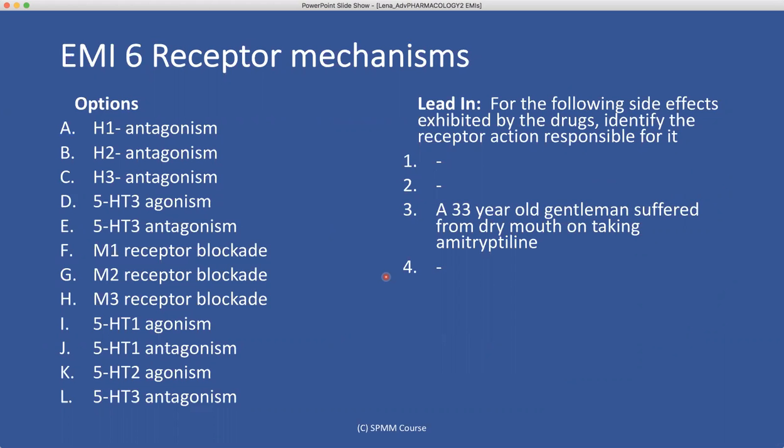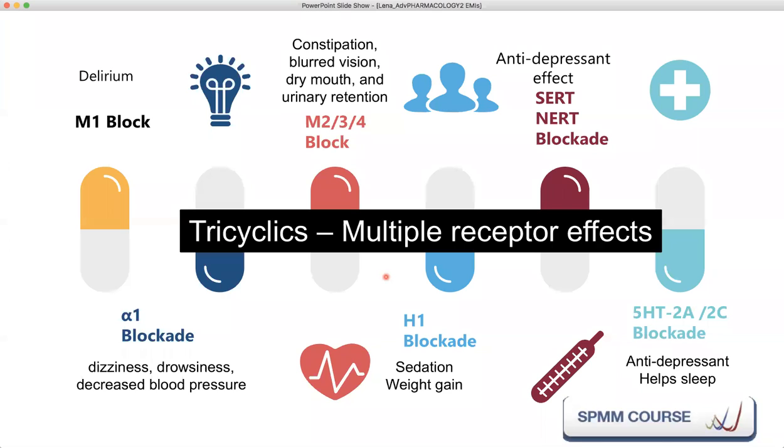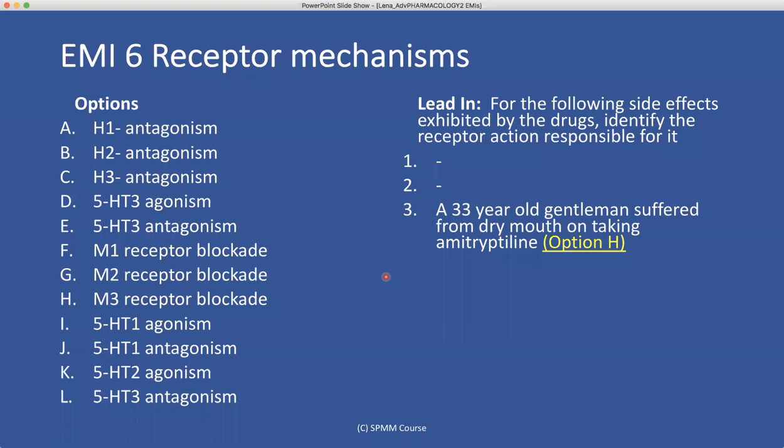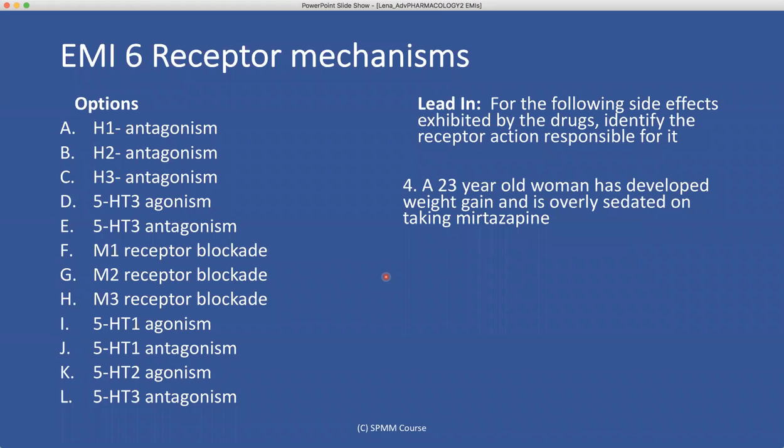Dry mouth on amitriptyline, we have seen this before. It is because of peripheral antimuscarinic effects. Tricyclics cause antimuscarinic, anticholinergic effects. So we can choose the option H, M3 receptor blockade. Which one is important, M2 or M3? Actually, M3 seems to be important for dry mouth because salivary glands seem to have M3 receptors. So please choose M3.